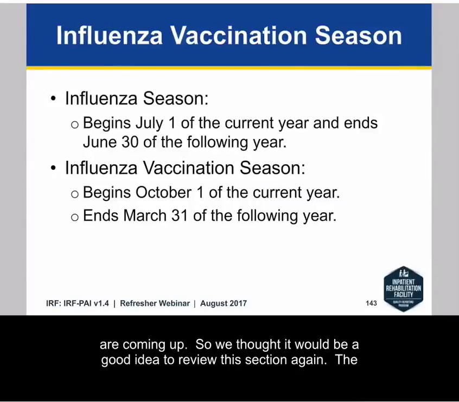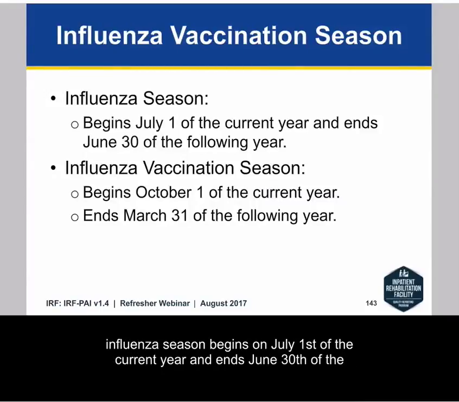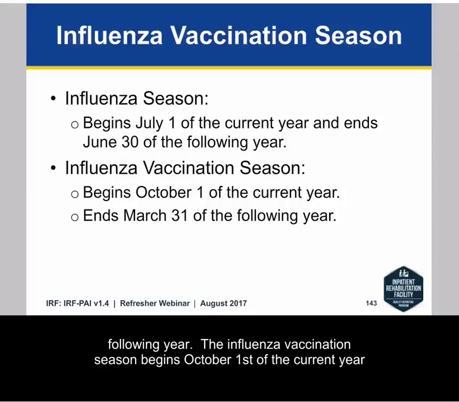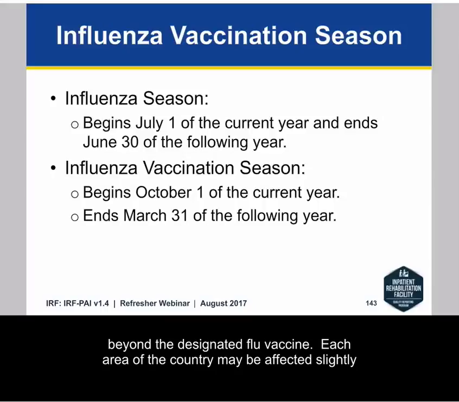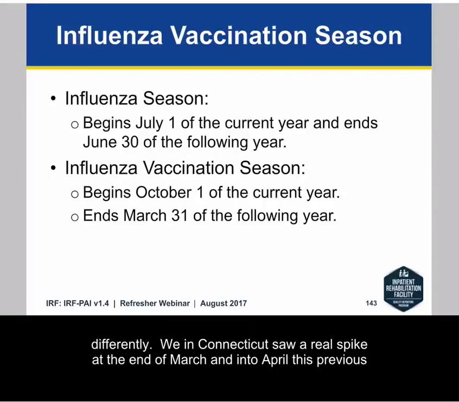The influenza season begins on July 1st of the current year and ends June 30th of the following year. The influenza vaccination season begins October 1st of the current year and ends March 31st of the following year. Often, facilities will require us to continue beyond the designated flu vaccine. Each area of the country may be affected slightly differently. We in Connecticut saw a real spike at the end of March and into April this previous year, and we continued to offer the vaccine.